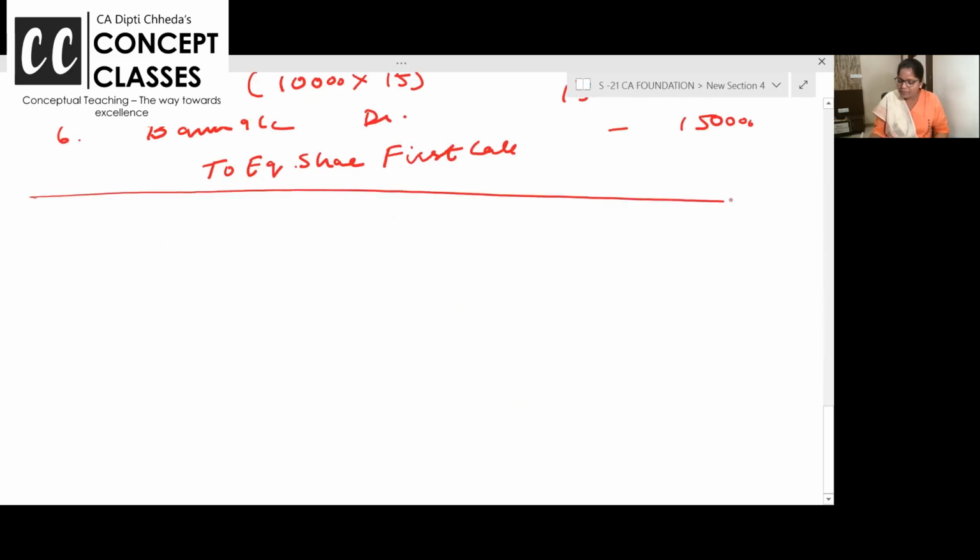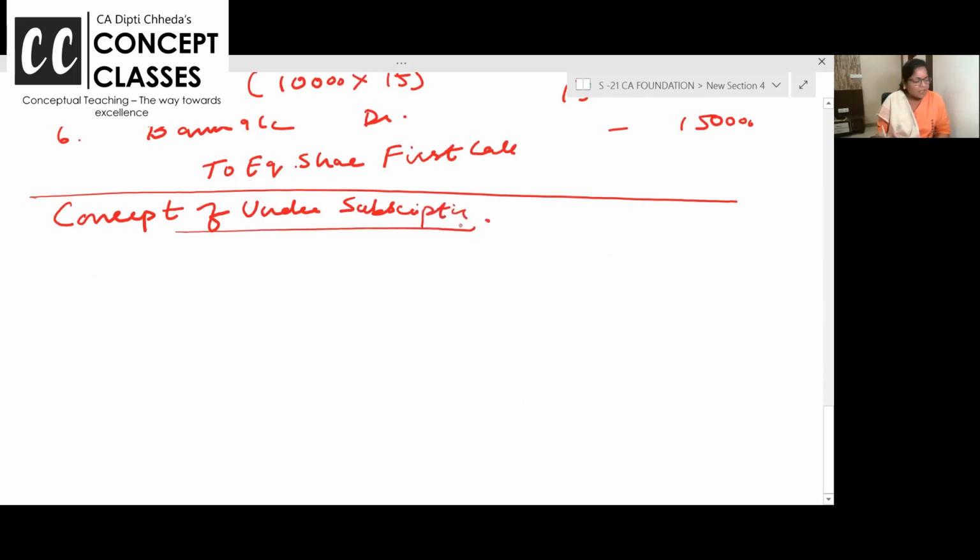Now let us take up the concept of under subscription. We decided the shares we have issued, we will get the full money, but there is some under subscription. In that case, the rest of the calls will be made only for the shares which are subscribed, not for the total shares. Yes, chalo, let us check this concept.